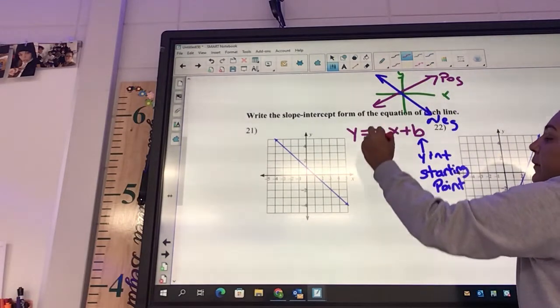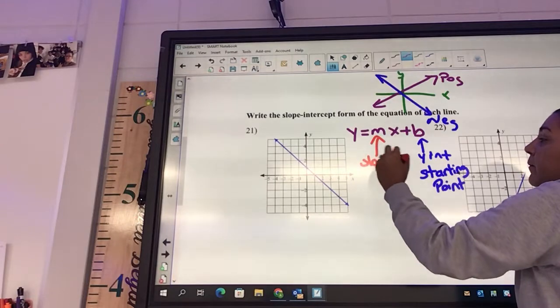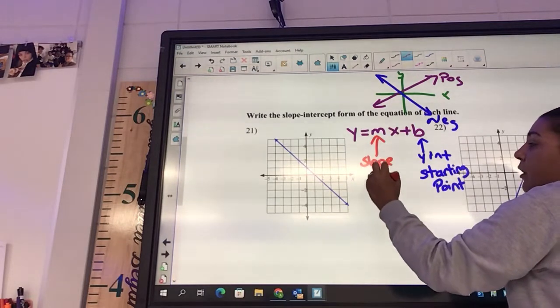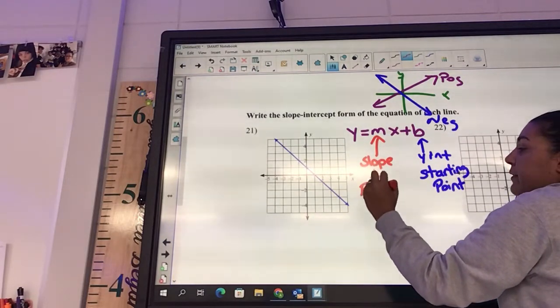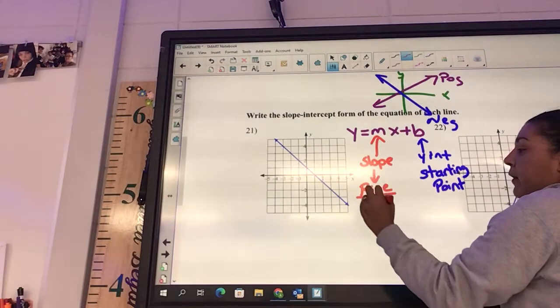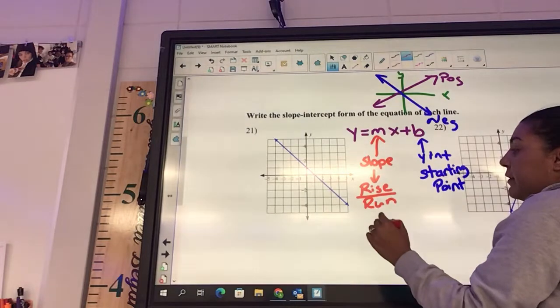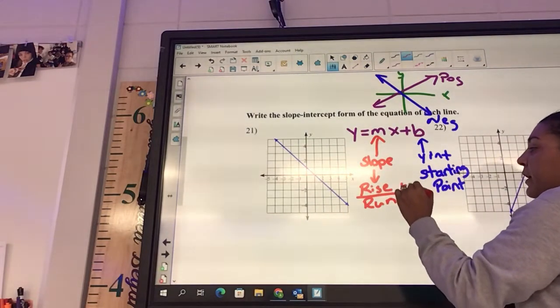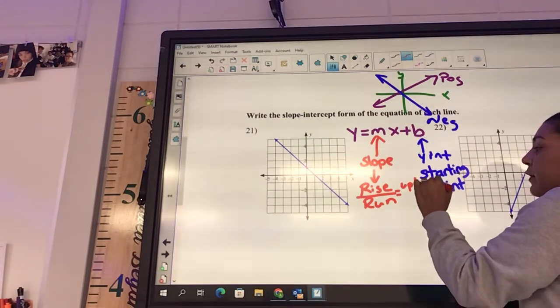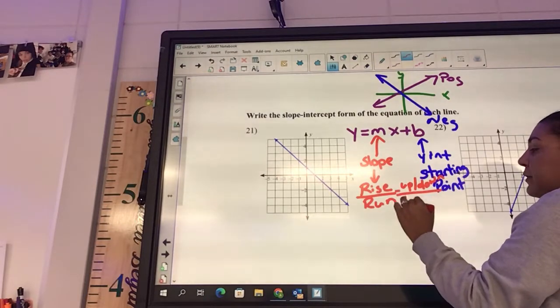Okay, the M is our slope, and it's also called the rise over the what? The run. Say rise over run. Okay, and the rise really means the up and down, I'm running out of room, over the left and right.